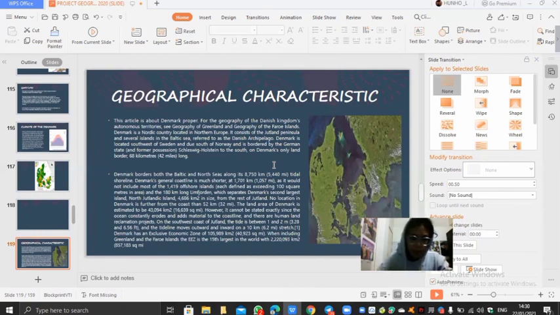Denmark borders both the Baltic and the North Sea along its 8,750 kilometers, 5,440 miles of tidal coastline. Denmark's general coastline measures 1,701 kilometers, 1,057 miles, not including most of the 1,419 offshore islands.